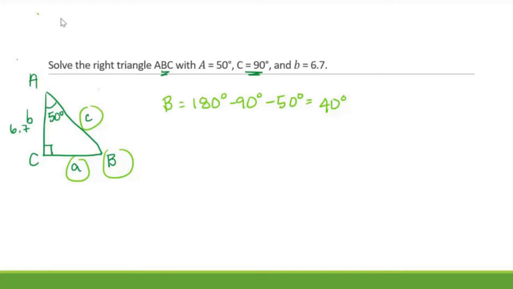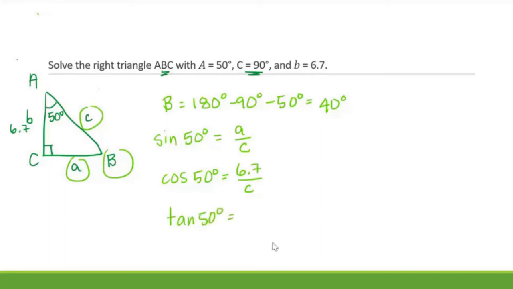All right, so now I'm not sure if I want to tackle A or C first. So one strategy here is to write out the trig functions. And I'll do that with the angle that we know. So I'll do that with angle A. So the sine of angle A, which has a value of 50 degrees, sine is opposite over hypotenuse, is A over C. The cosine of angle A, or 50 degrees, cosine is adjacent over the hypotenuse, so it's 6.7 over C. And the tangent of 50 degrees is A over B, so A over 6.7.